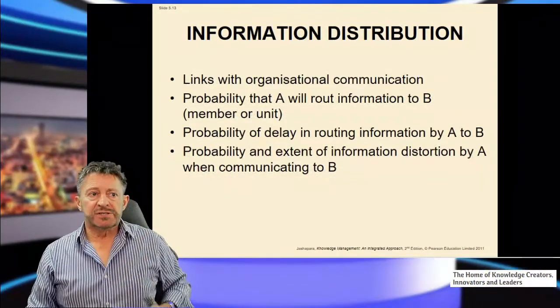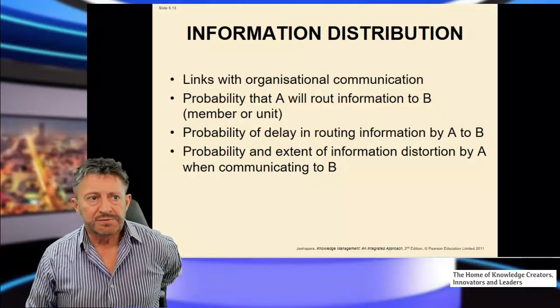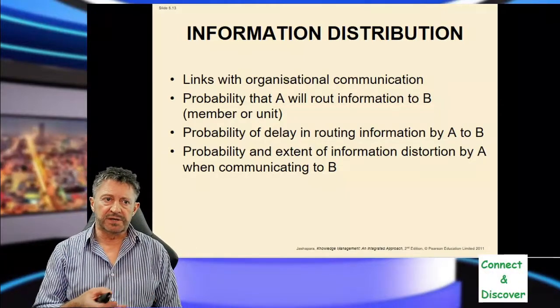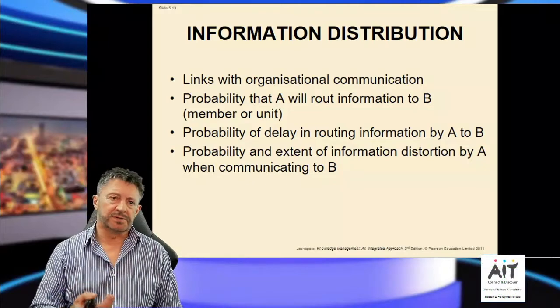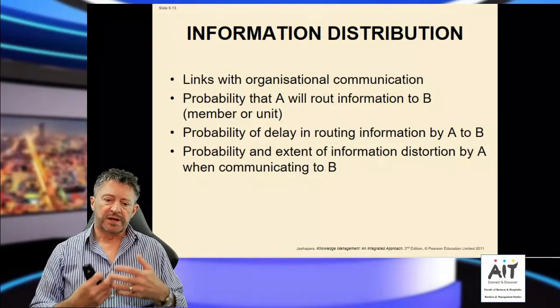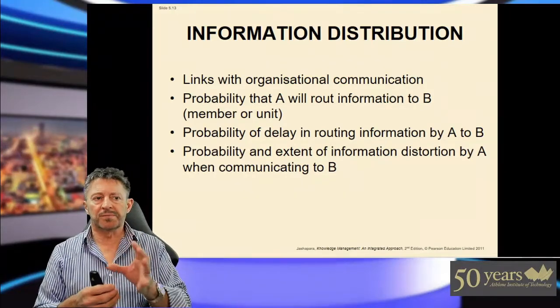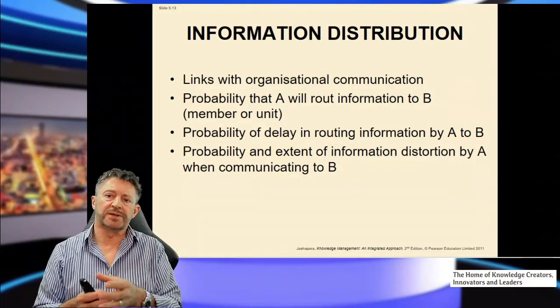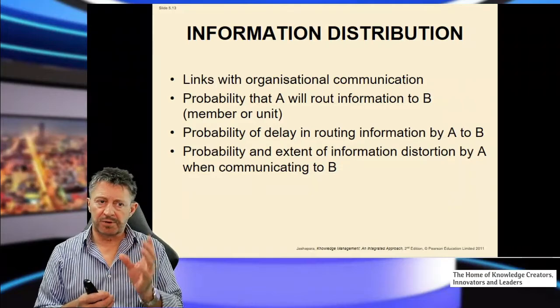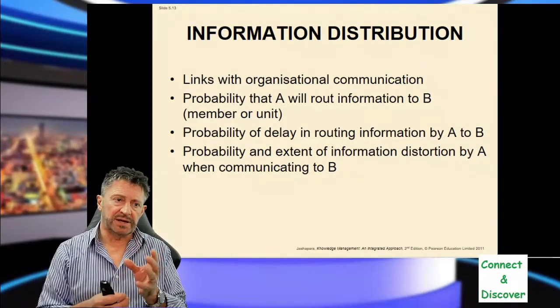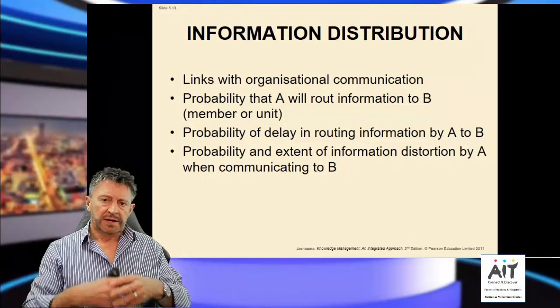So then the information distribution links with organizational communication. So the probability that A will route information to B, a member or a unit, and so on and so forth. So how effective? This is kind of where, okay, let me finish out here. So probability of a delay in routing information by A to B, and then the probability and extent of information distortion by A when communicating with B.